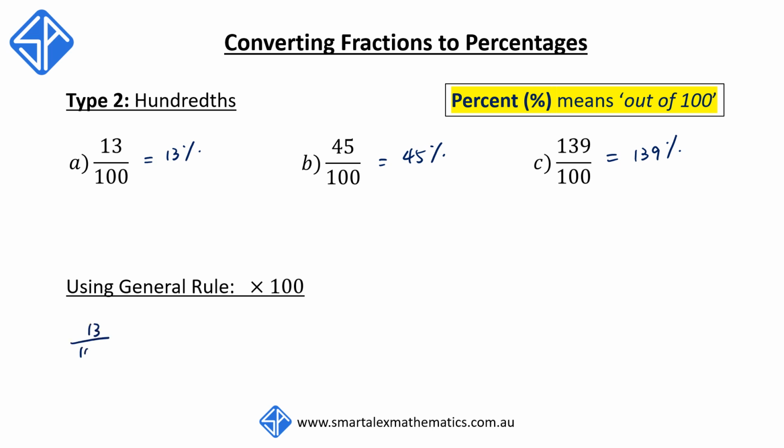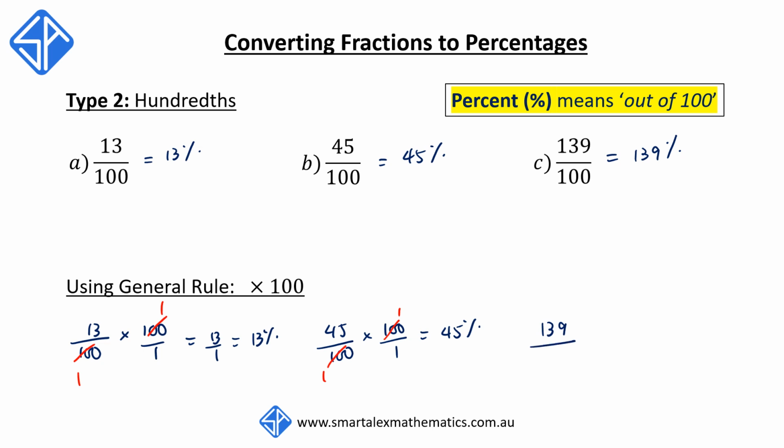But again, to illustrate, we can also apply the general rule. So 13/100, if we multiply by 100, which is 100 on 1, the 100 will cancel out. We then multiply the top and the bottom. This will give us 13 over 1, which is 13%. So 45 over 100, same thing, we multiply by 100 over 1. The 100 will cancel out. We then multiply the top and the bottom, and this will give us the same answer of 45%. And for 139 over 100, we multiply by 100 over 1. The 100 cancels out. Multiplying the top and the bottom, we also get 139%.